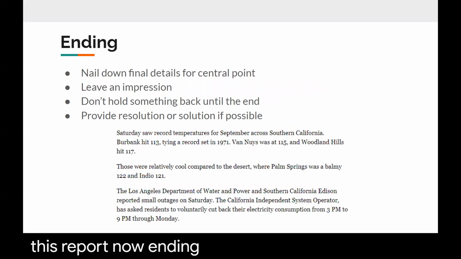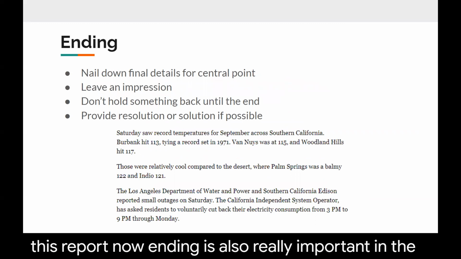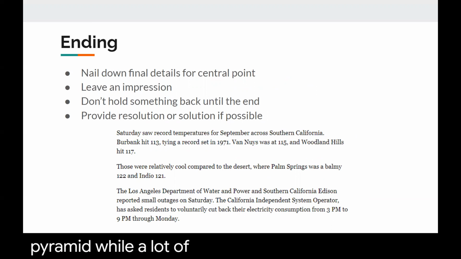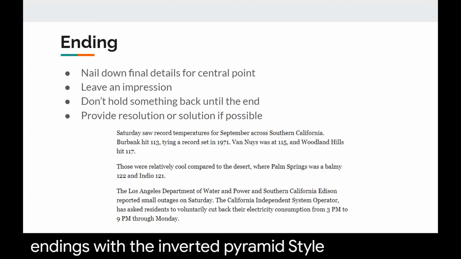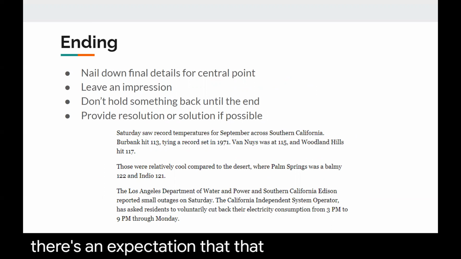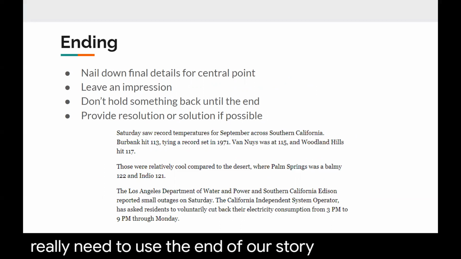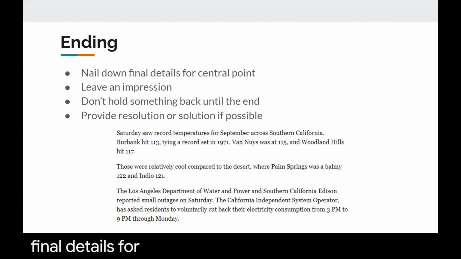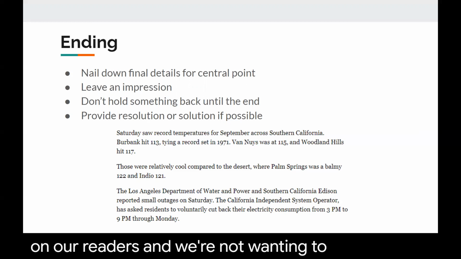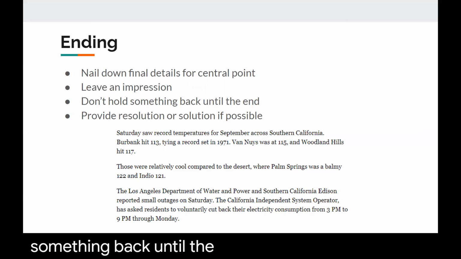Now, the ending is also really important in the pyramid. While a lot of times we kind of throw away endings with the inverted pyramid style because there's an expectation that that ending will be cut, we really need to use the end of our story to nail down final details for that central point and leave an impression on our readers. And we're not wanting to keep something back until the end, but you need to provide a resolution or solution if at all possible.